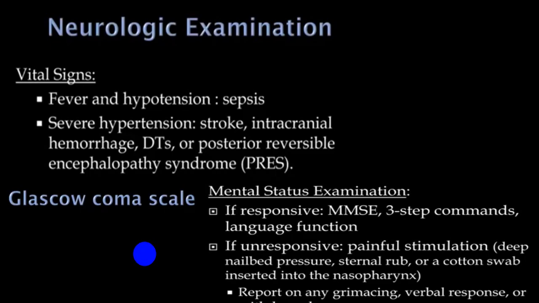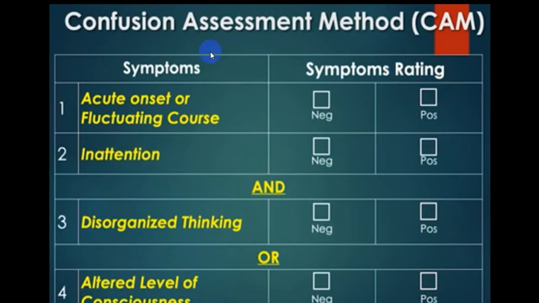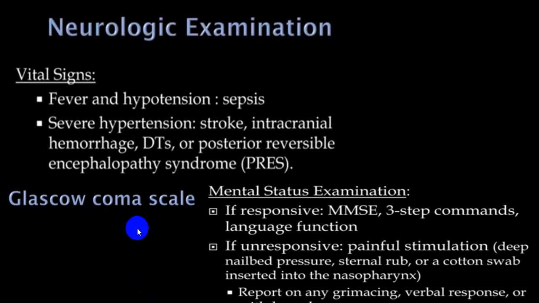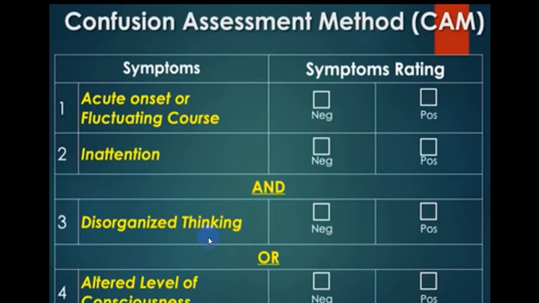Then there is one simple score which is described as the Confusion Assessment Method, where these things are taken into consideration: acute onset or fluctuating course, inattention, disorganized thinking. Questions are asked regarding all these functions, and altered level of consciousness, which you can judge by doing Glasgow coma scale. Accordingly you find out the negative or positive symptoms, and then you can confirm the diagnosis of altered mental status.